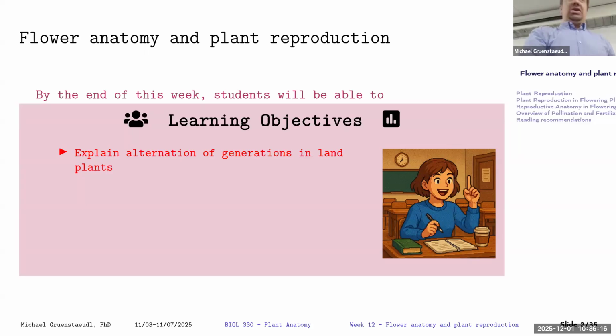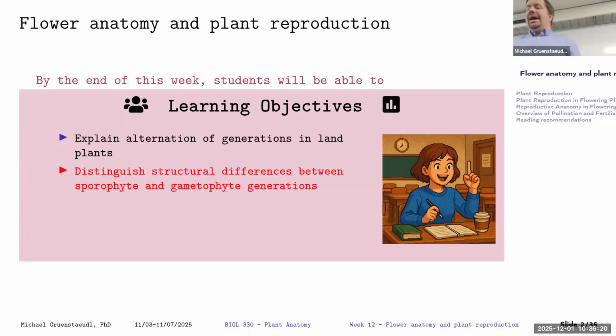You'll be able to explain that there is this alternation of generations in land plants. And you'll be able to say what the sporophyte is and what the gametophyte is. But this time around, we also want to observe the anatomy of the sporophyte and the gametophyte. You'll see that the sporophyte has exactly the anatomy that we have talked about so far, namely roots, stem, leaf system. Whereas the gametophyte, in most cases, will be relatively undifferentiated, parenchyma throughout.